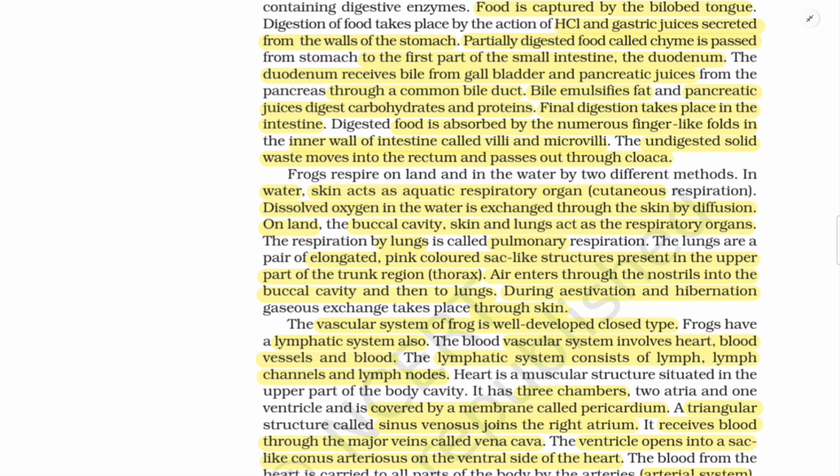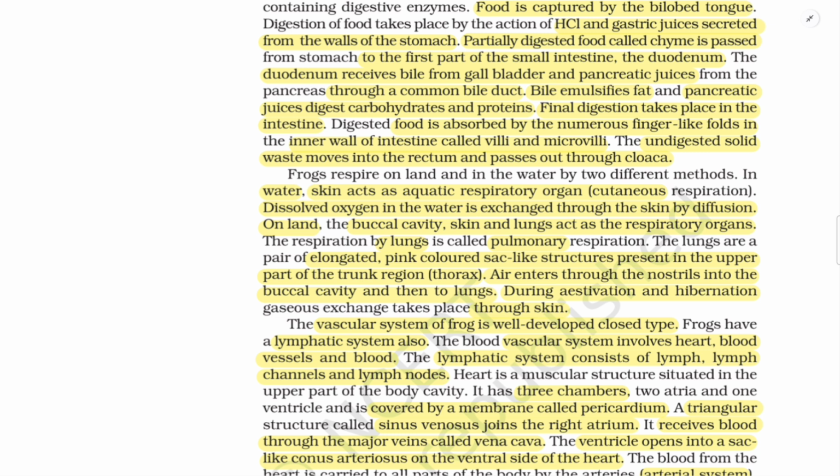Frogs respire on land and in fresh water by two different methods. In water, skin acts as aquatic respiratory organ, that is cutaneous respiration. Dissolved oxygen in the water is exchanged through the skin by diffusion. On land, the buccal cavity, skin and lungs act as the respiratory organs. The respiration by lungs is called pulmonary respiration.